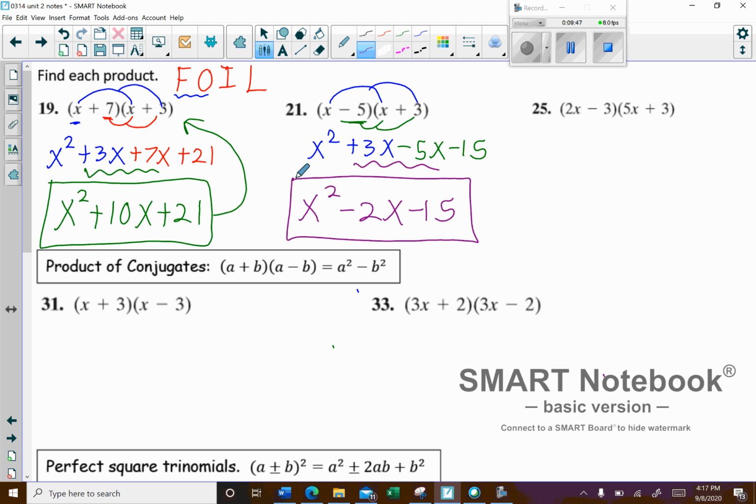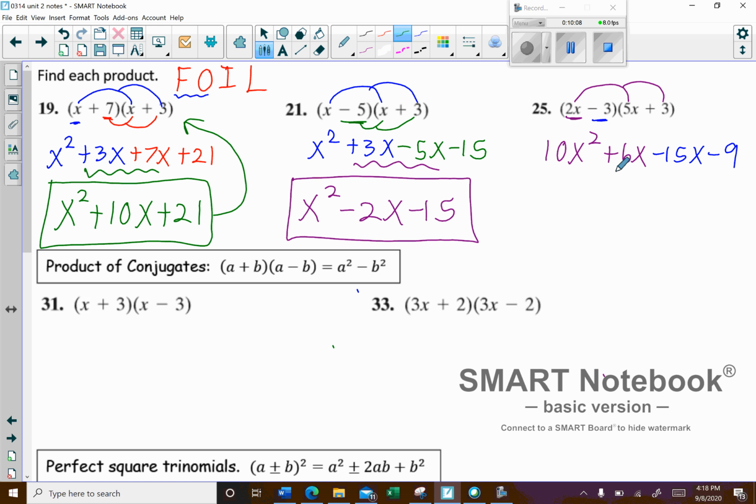Okay, another one here. So let's see, we'll start by multiplying the 2x by both of these. So we're going to get 10x squared, then plus 6x. Then we'll multiply the minus 3 by both of these. So let's see, that'll be minus 15x, and then minus 9.